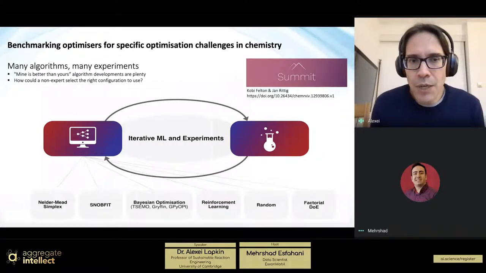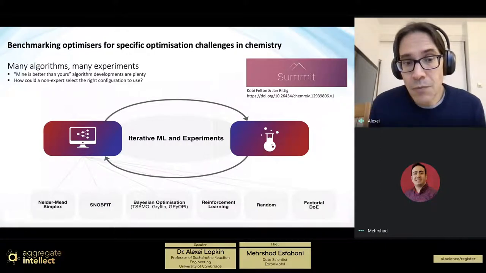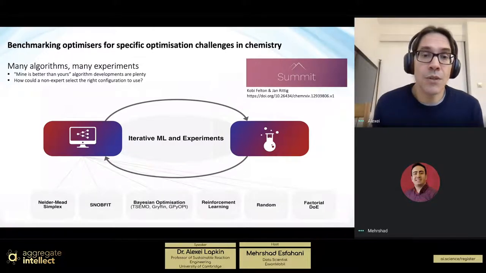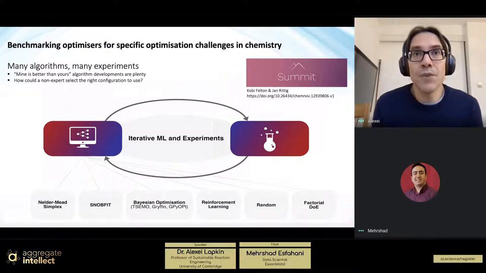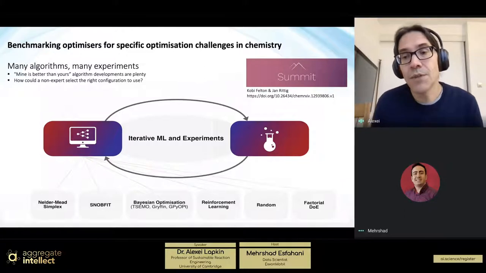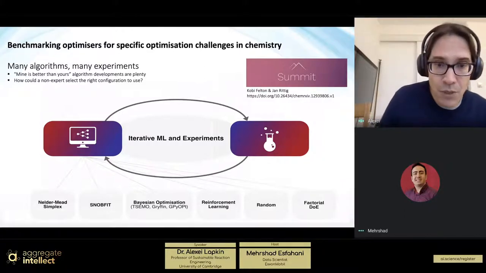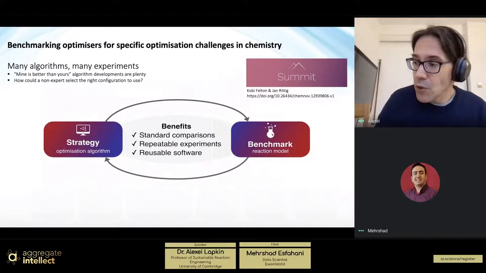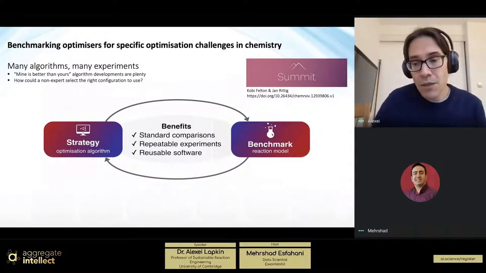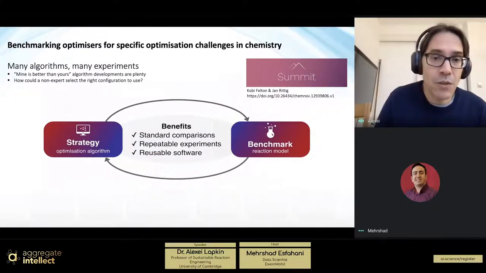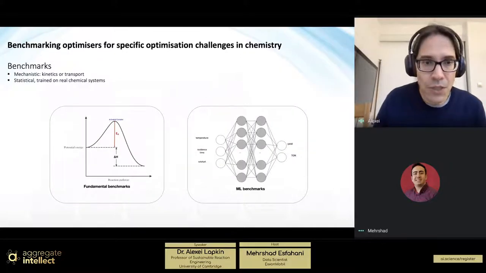So what this system does, it picks an algorithm which the user chooses to try. It has a set of standard problems which are already encoded based on physical models as well as machine learning models, and then runs the optimization, compares the different algorithms on several metrics, and then gives you the comparison. So let's just see how it works. You can upload your own experimental data and your own chemical system, and then run it to see how well a particular machine learning strategy works for this.